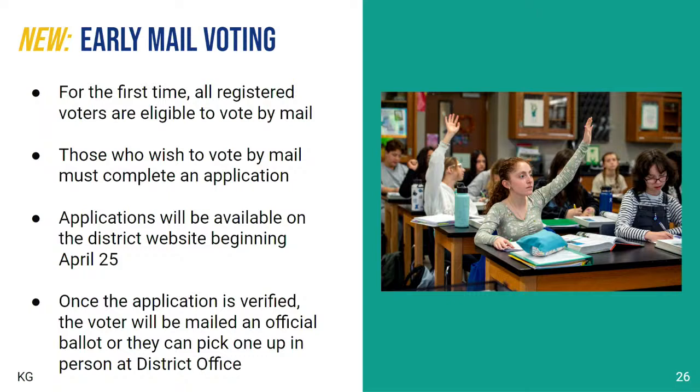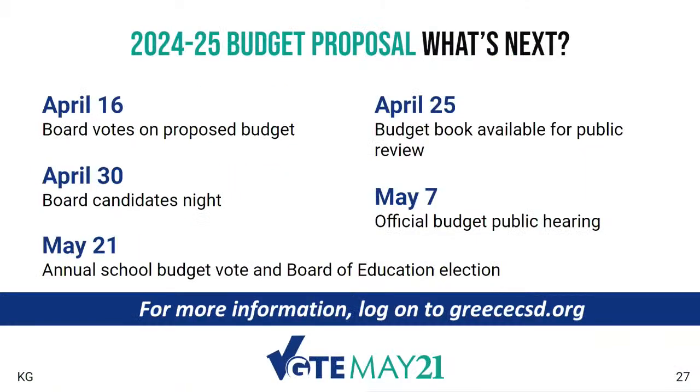That's for the first time, all voters are eligible to vote by mail. Those who wish to do this must complete an application. It can be found at our website, beginning April 25th, in a whole section around the budget. Once an application is verified, the voter will be mailed an official ballot, or they can pick one up at the district office.